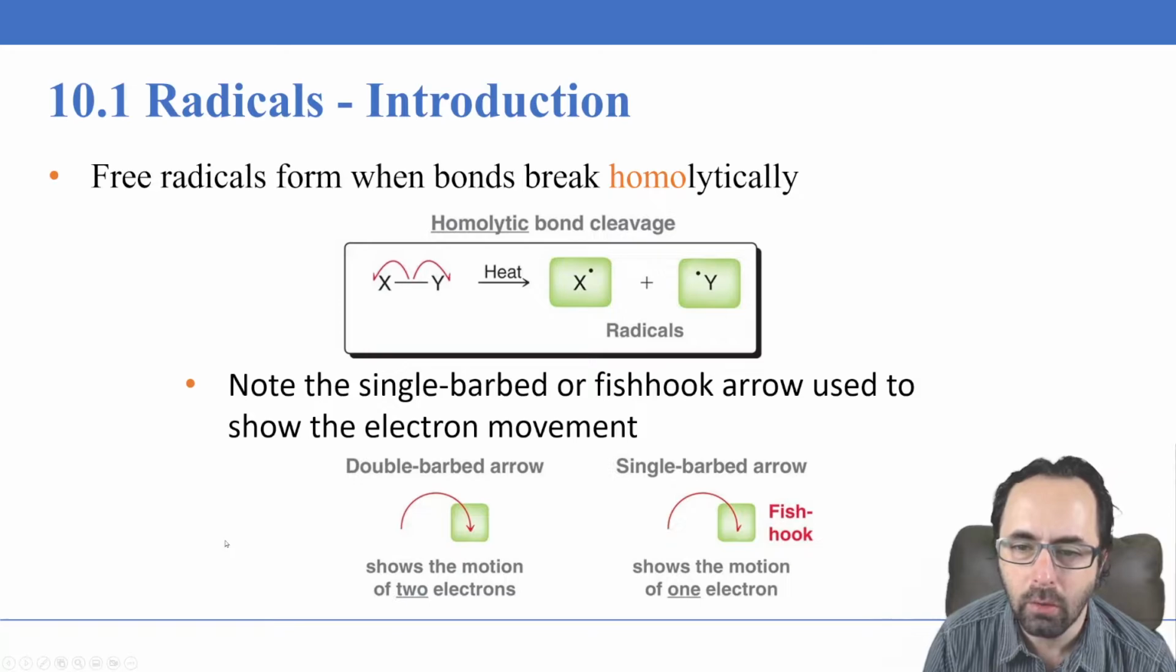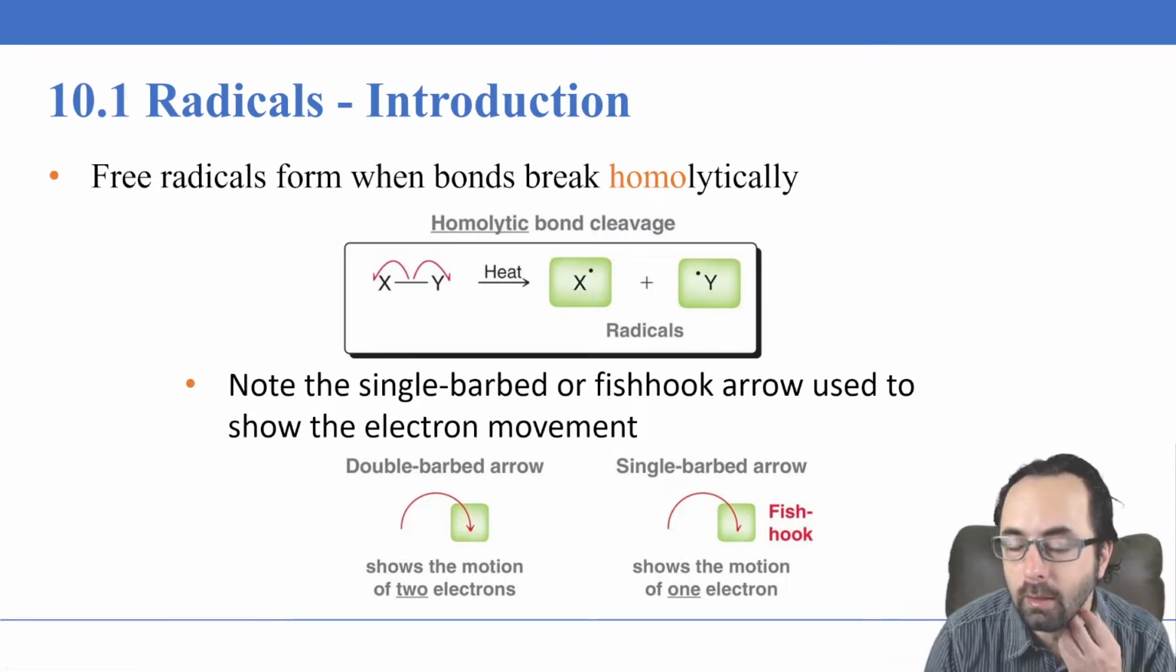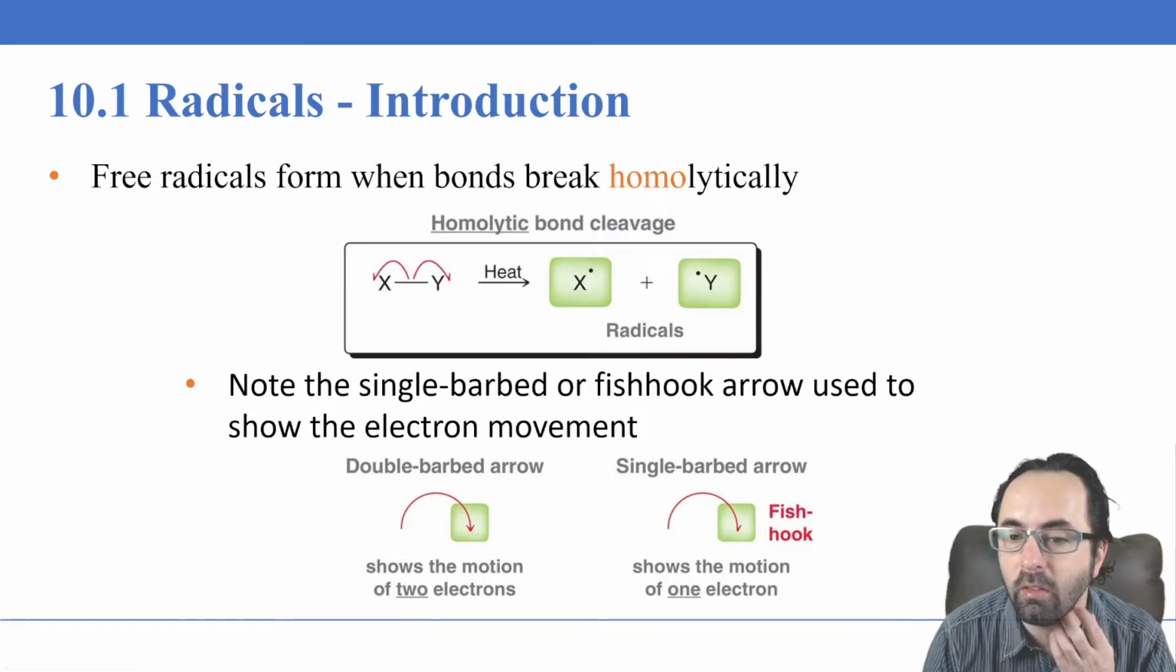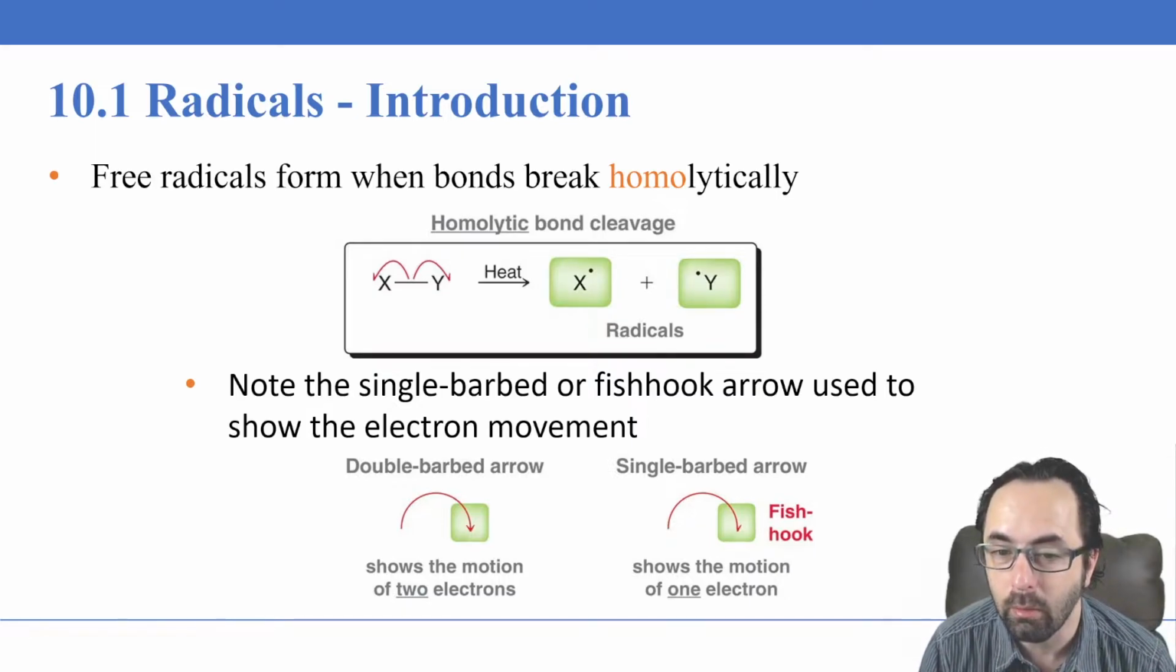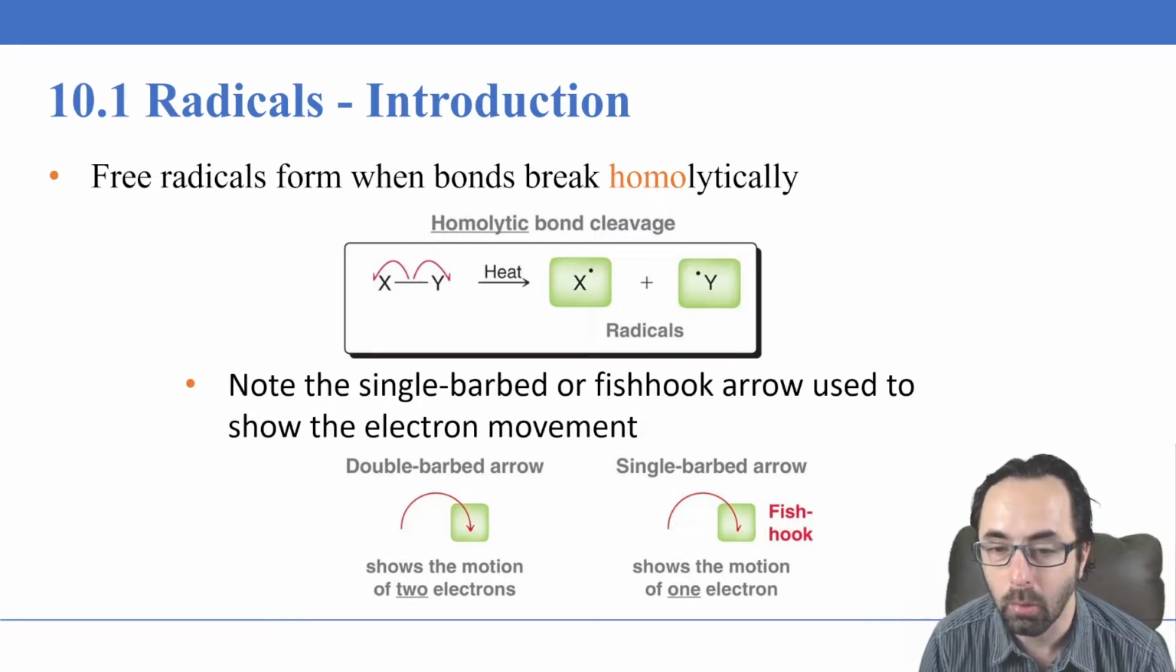So free radicals form when bonds break homolytically. Remember, we have two ways of bonds breaking. In all of the past reactions, we've looked at heterolytic bond breakage, where both of the electrons in a bond end up on one of the atoms in the bond. The other one doesn't get any of them. In a homolytic bond cleavage, out of the two electrons in the bond, one electron goes on each of the two atoms that were involved in the bond when the bond breaks.